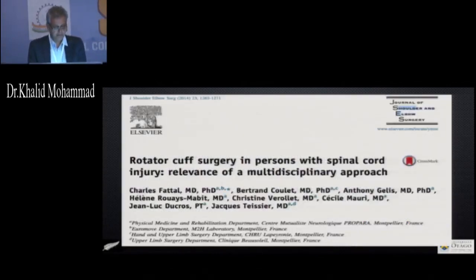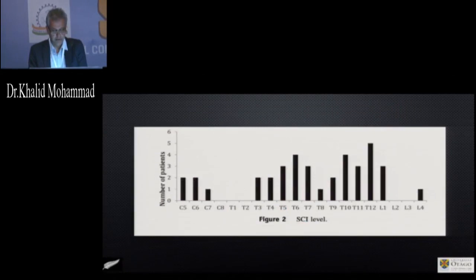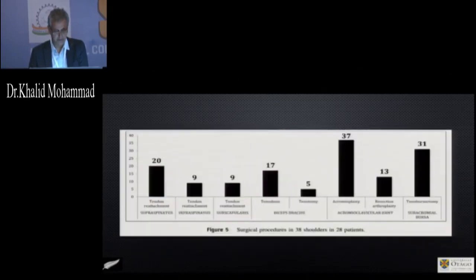So what's some of the experience? The French group from Montpellier have had a look at rotator cuff surgery in patients with spinal injury. And interestingly, looking at this, the neurological level, many of their patients were paraplegics. These are some of the things that they found difficult: transfers, propulsion, grasping, lying on the affected shoulder. And the surgical treatment of these patients, a number of rotator cuff repairs, some treatments directed at the AC joint.